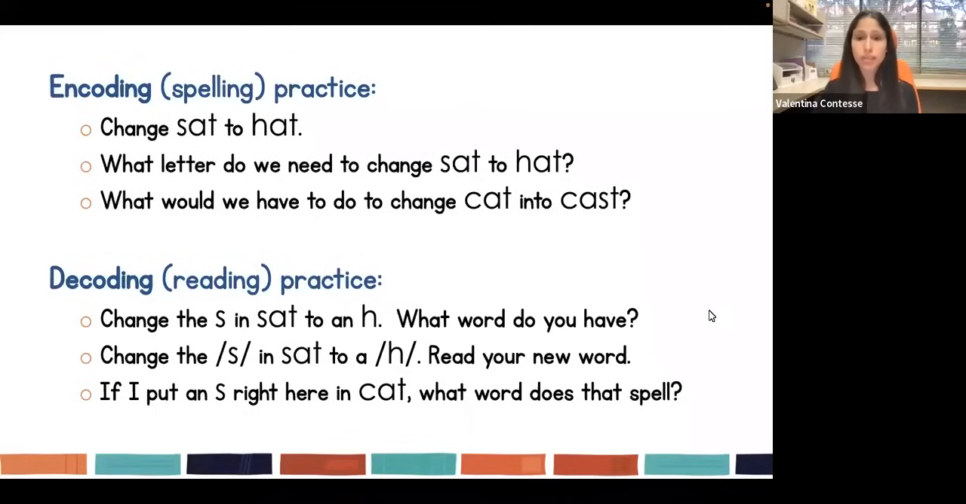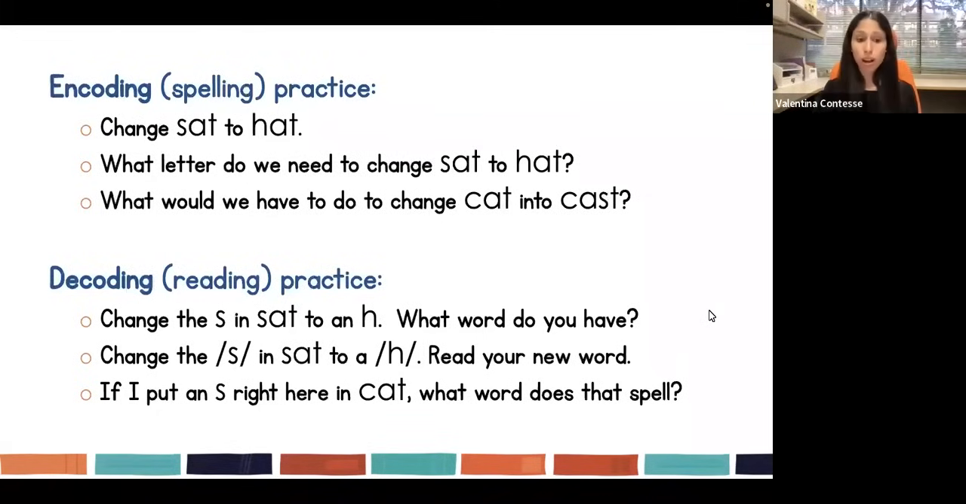You can also do this with letter sounds. So instead of saying change the S to an H, you can say, change the S in sat to a /h/, read your new word. This is a little bit more difficult because students have to connect that sound now to the letter that they need in order to make this change and read the new word.